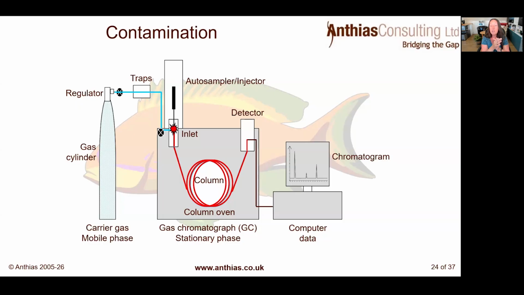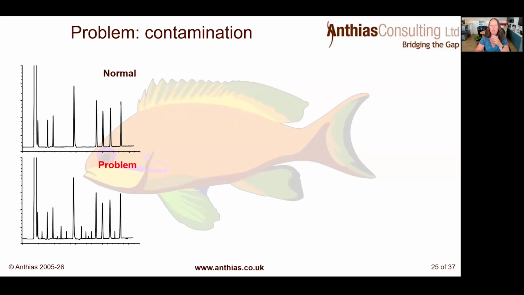Of course, it depends on the types of peaks as well. So let's have a look at a few examples of contamination. Our top chromatogram is what it should look like, and our bottom chromatogram is when we've got some extra peaks. That could be from the solvent, it could be a solvent blank, it could be from your sample. We're seeing it here from our sample. So we've got additional peaks in there.